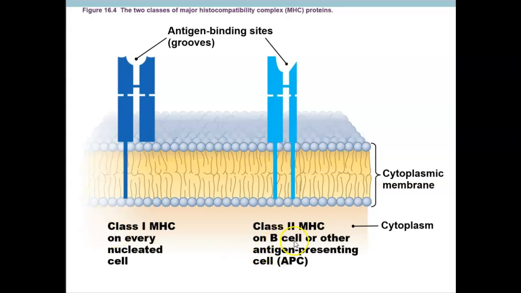For the class 2 MHC, on B cells or other antigen-presenting cells, again, we have a groove. This time we have two peptides, both of which penetrate the plasma membrane. On class 1, only one of the proteins goes into the plasma membrane. These are two separate proteins. Actually, these are four separate proteins. They're held together by disulfide bonds. Here, and same with here. So these are class 2. These are only on certain kinds of cells, antigen-presenting cells, or B cells.